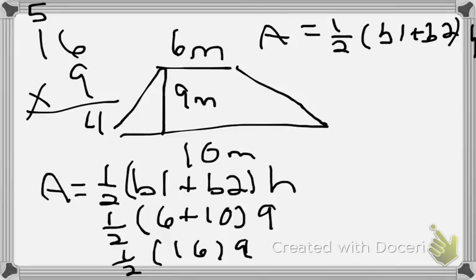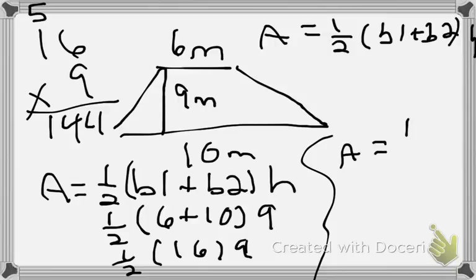Then I multiply 9 times 1, which is 9, plus the 5 that I had to regroup, which gives me 14. So I know that when I multiply 16 times 9, I get 144. So I'm going to rewrite my problem over on this side. So area is now going to be equal to 1/2 times 144.